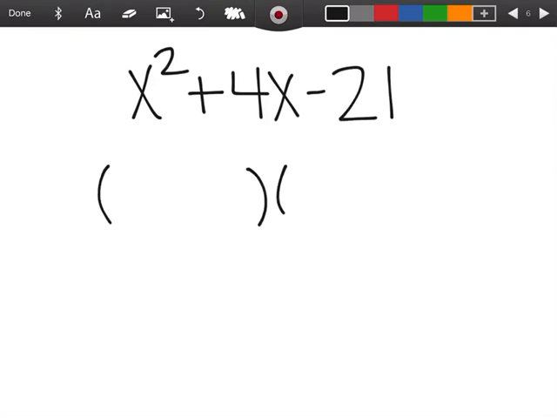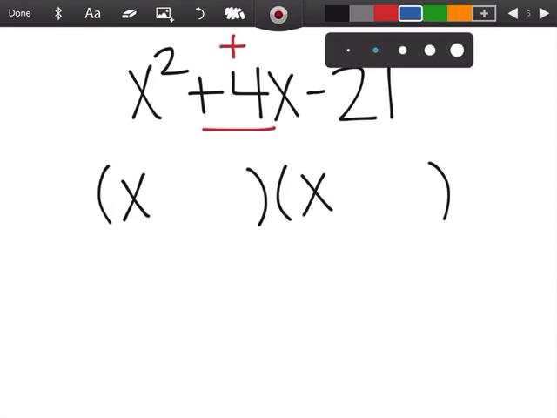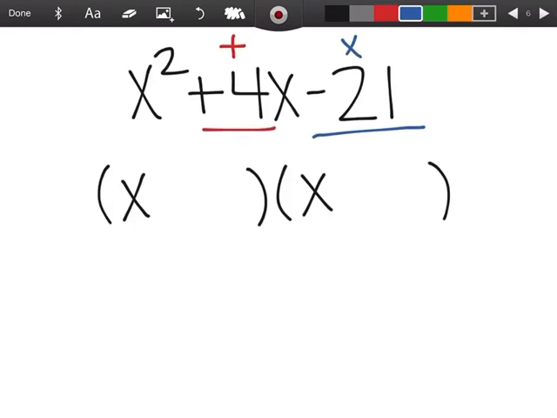I'm still asking you to factor. The only way that I can use whole x's to get x squared is x and x. And so I'm going to split that up. And now I have to think about what I'm looking for here. I'm looking for two numbers that add up to be 4 and multiply to be negative 21.